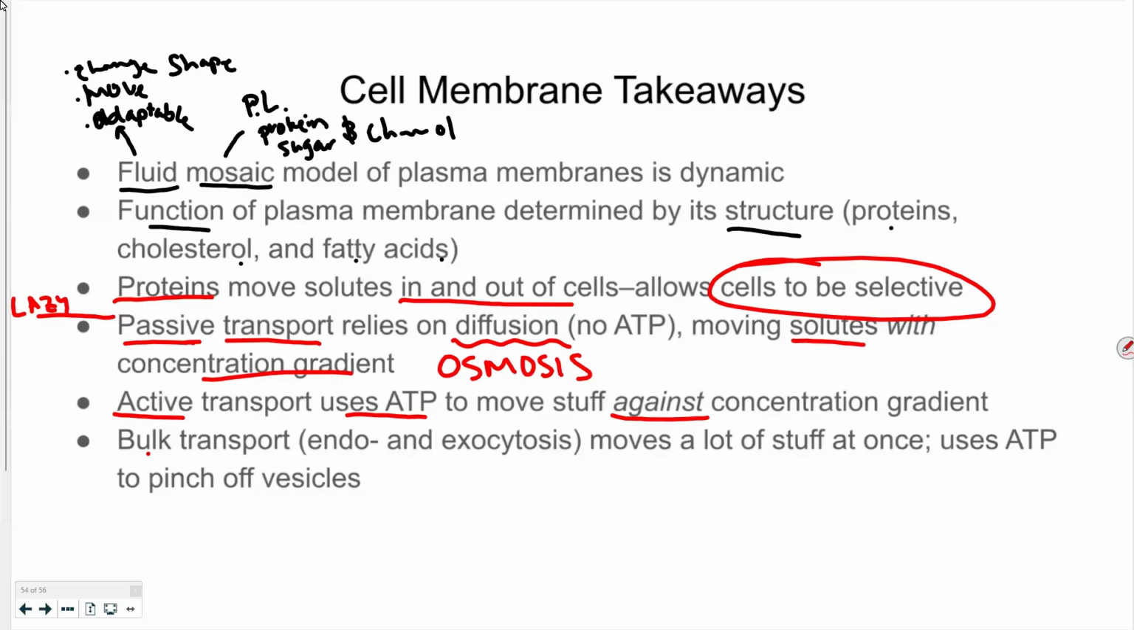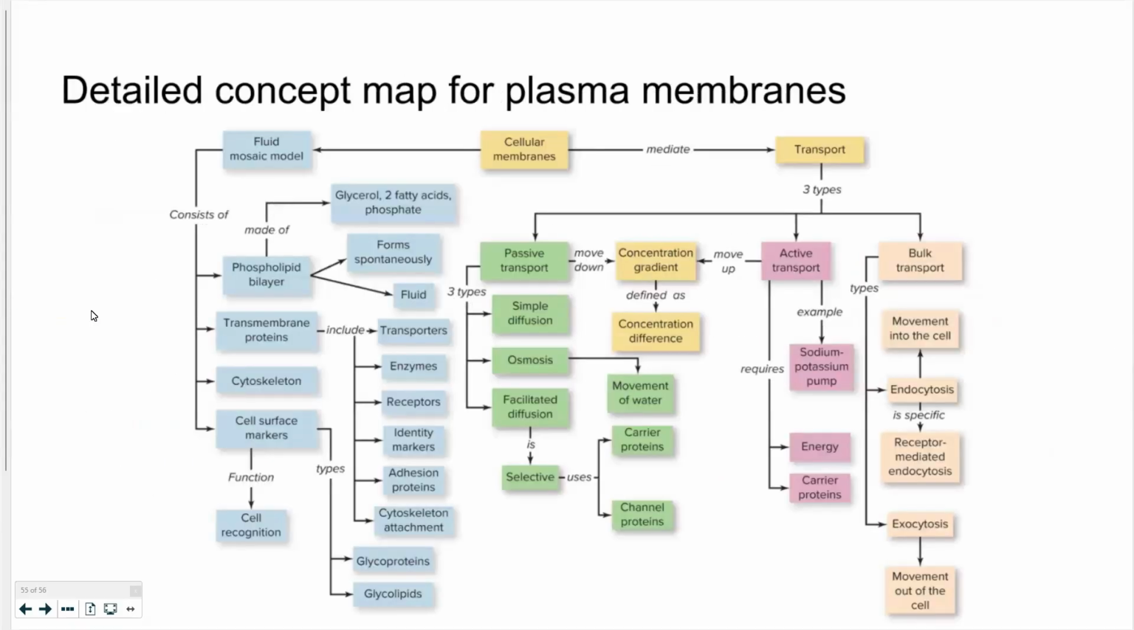And we talked about bulk transport, endocytosis and exocytosis, moving a bunch of stuff at once. We are going to accomplish that by pinching off little parts of the plasma membrane in these things called vesicles.